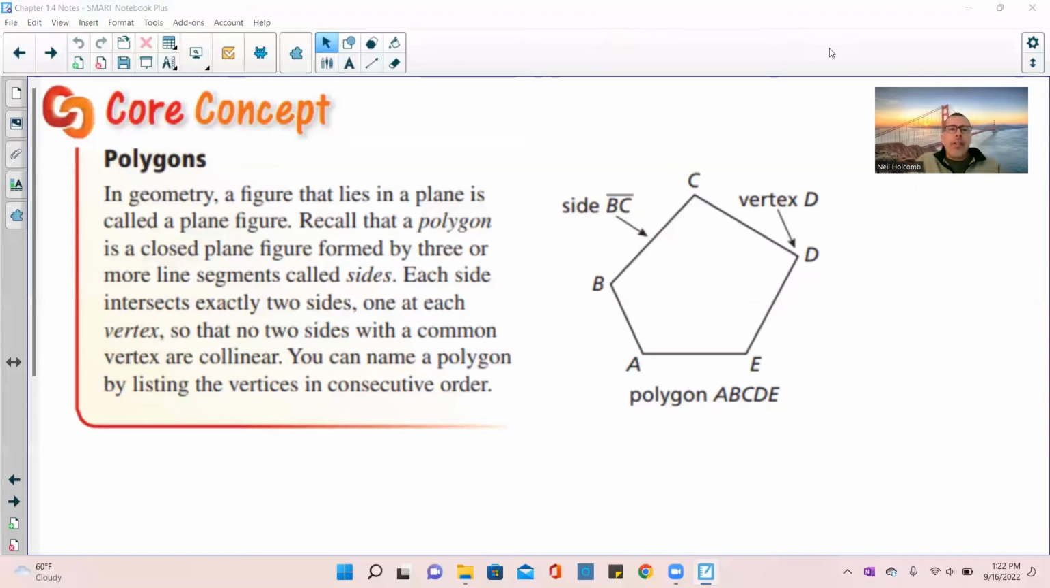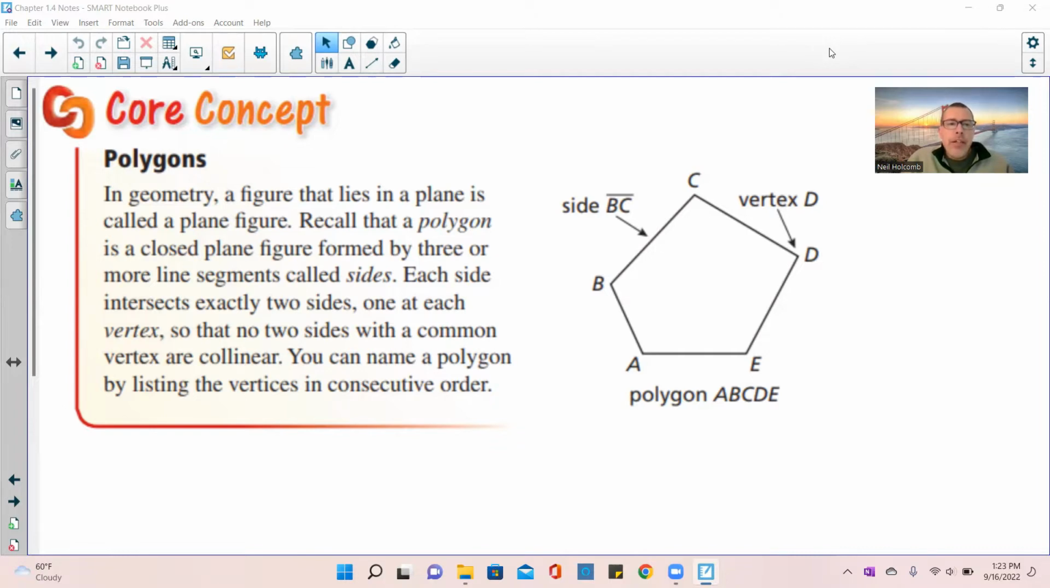Okay, we begin this chapter section with a core concept, polygons. In geometry, a figure that lies in a plane is called a plane figure. Recall that a polygon is a closed plane figure formed by 3 or more line segments called sides. So we can't have less than 3. 2 sides would not close. 3 sides is a triangle. 4 sides is a quadrilateral, and so on.